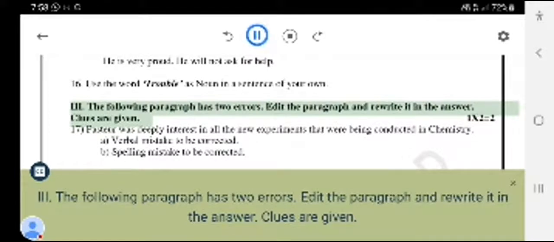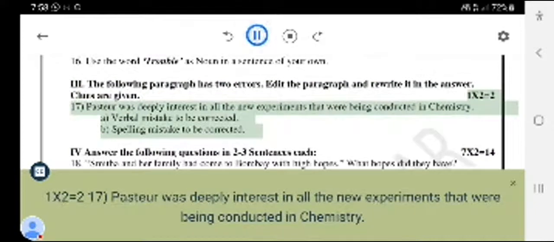3. The following paragraph has 2 errors. Edit the paragraph and rewrite it in the answer. Clues are given. 1x2 equals 2. 17. Pasteur was deeply interested in all the new experiments that were being conducted in chemistry. A. Verbal mistake to be corrected. B. Spelling mistake to be corrected.